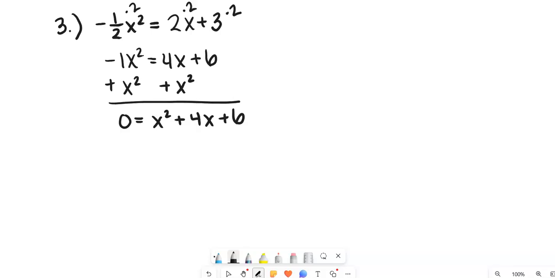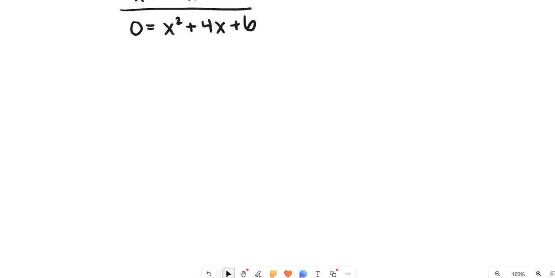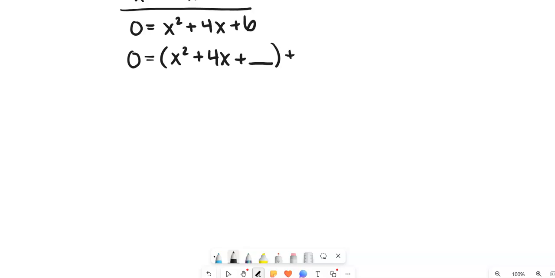If it had a number in front of x squared, that might make it a little bit more difficult, and you should check to see if it's factorable. But it's not factorable, so what do we do? Complete the square. So let's group, 0 equals, let's group x squared plus 4x. We're going to push that 6 outside with a plus blank, and then plus 6 minus blank.